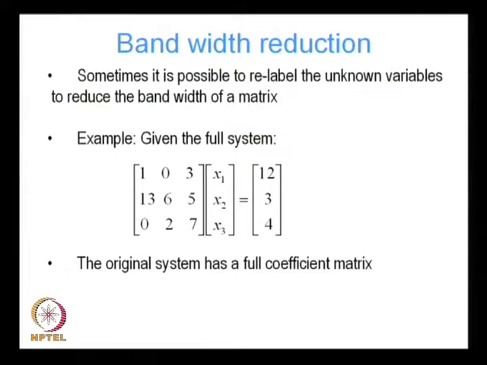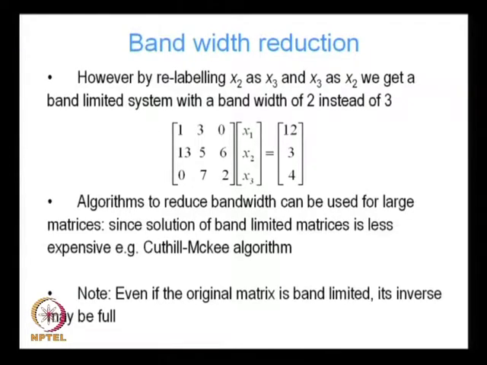However, we will see that by relabeling the variables, it is possible to reduce the bandwidth of this matrix. How is that possible? Well, if we relabel x2 as x3 and x3 as x2, we get a band limited system with a bandwidth of 2 instead of 3. Now, you can see that the maximum number of non-zero elements in a row is 2 elements away from the principal diagonal. The last element is 0 now. Similarly for the column. So this is my principal diagonal. We have one non-zero element away from the principal diagonal, but beyond that we have 0 elements. So now the bandwidth of the matrix is 2 rather than 3.